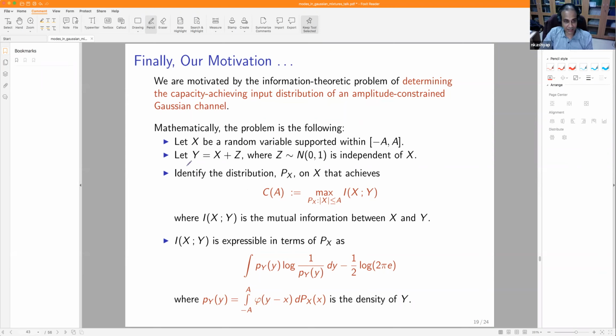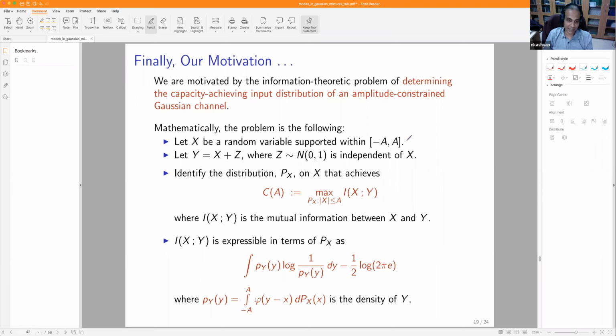Okay. Looking at the resulting random variable y, we ask the question: what is the maximum mutual information that you can get between x and y? If you don't know what mutual information is, I've given a formula for it here. So what distribution do I put on this input random variable? The only restriction on x is that it must be supported within -a to a.